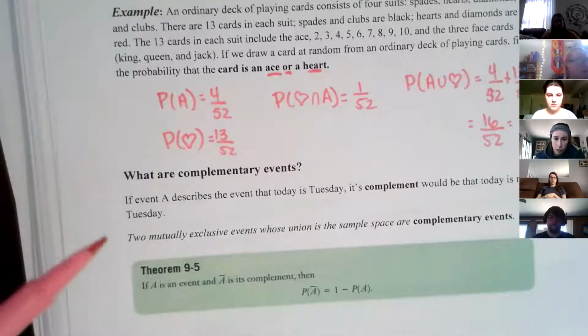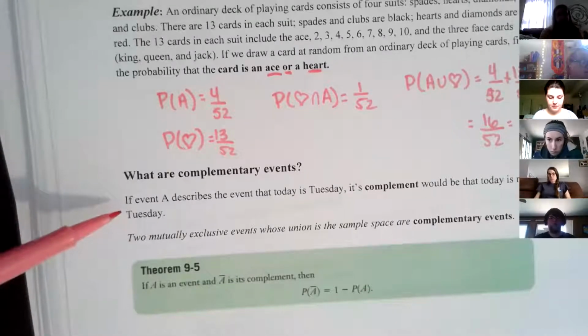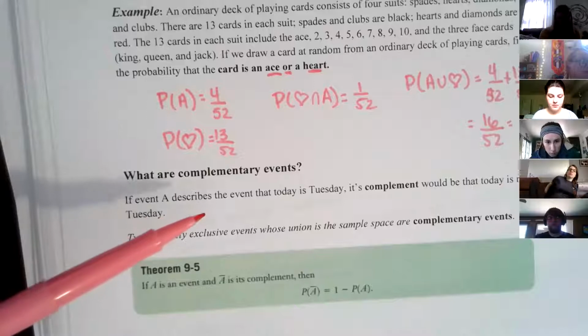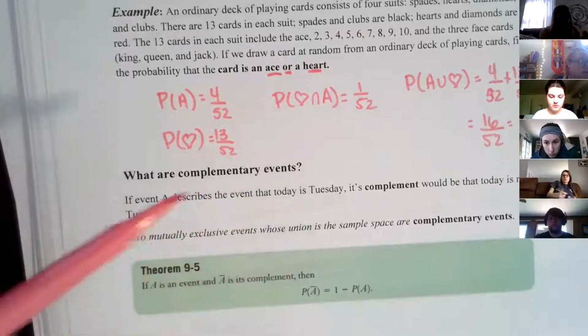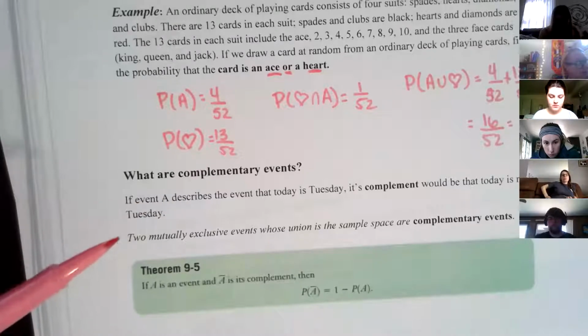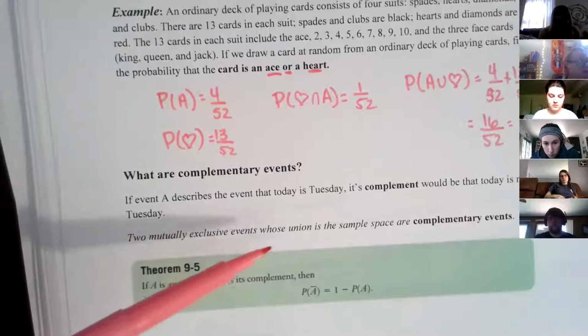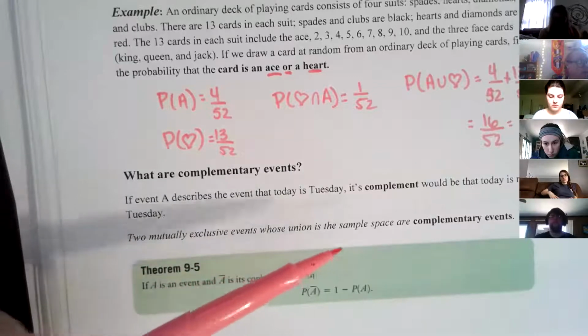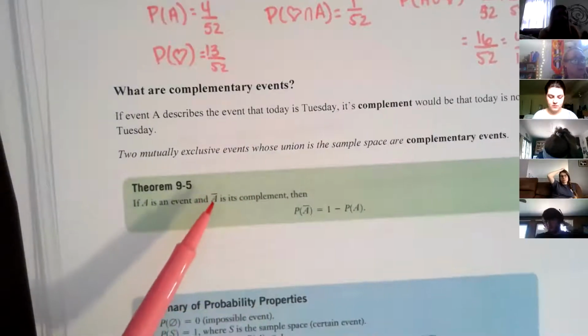So, yeah. Now, complementary events. If A describes the event happening that today is Tuesday, its complement would be today is not Tuesday. And two mutually exclusive events whose union is the sample space are complementary events, and they denote complements by using a bar notation.